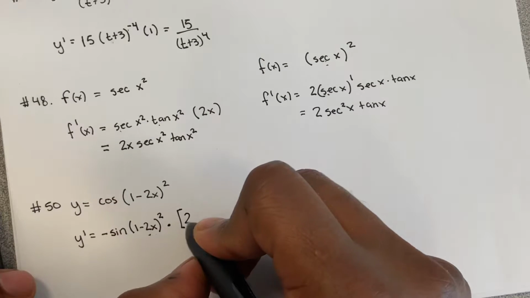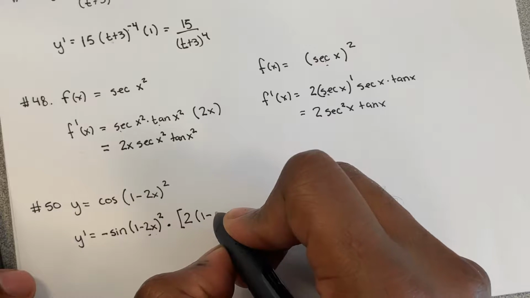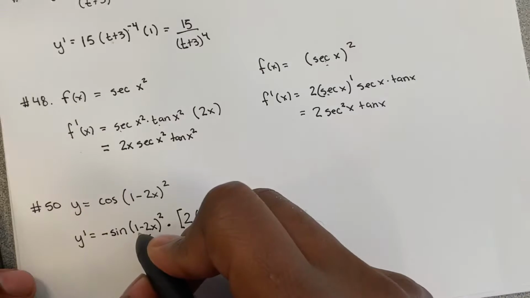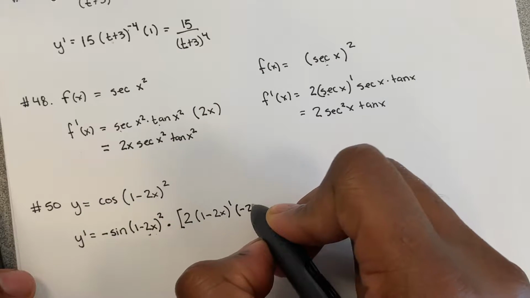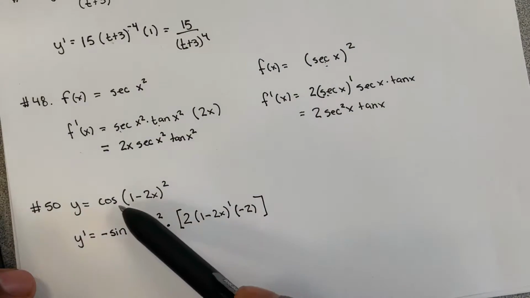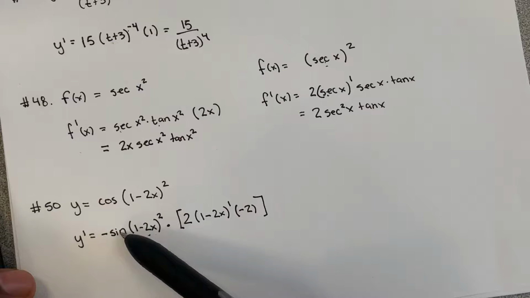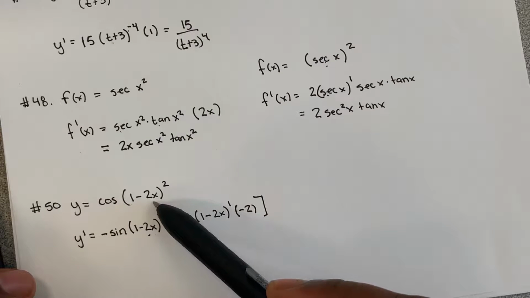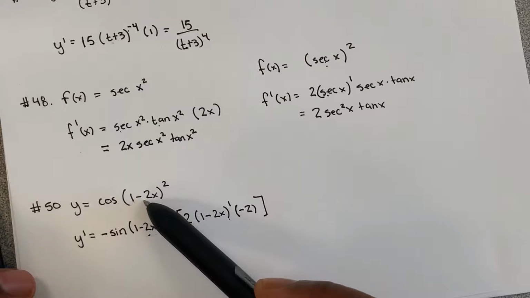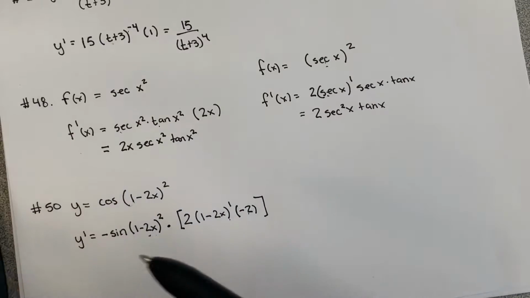So we multiply the 2 to the front, we get 2 times 1 minus 2x to the 1st power, and then we multiply by the derivative of 1 minus 2x, which is -2, and we close that out. So going back through this, the derivative of cosine is negative sine. The derivative of 1 minus 2x squared is 2 times 1 minus 2x, and then the derivative of 1 minus 2x is -2. So we start taking derivatives from the outside and keep working our way to the inside until we've derived everything, never changing the input along the way.